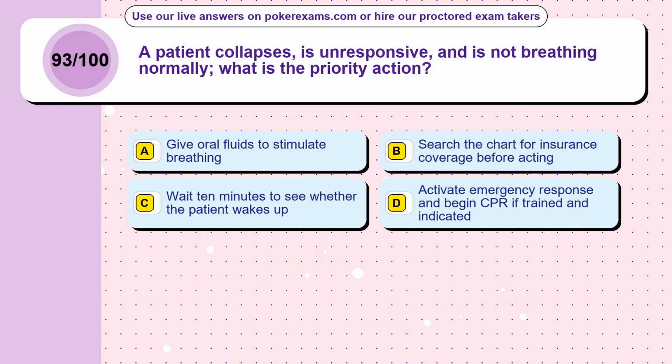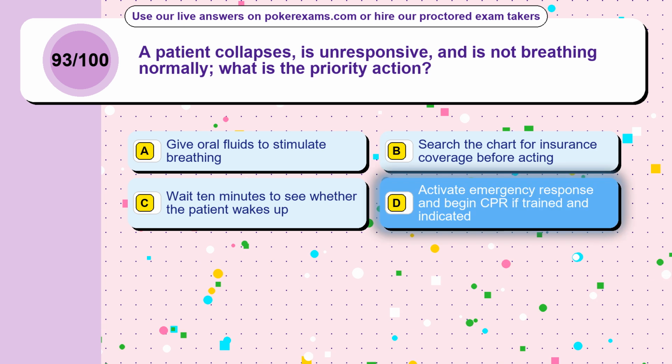Question 93. A patient collapses, is unresponsive, and is not breathing normally. What is the priority action? Option A. Give oral fluids to stimulate breathing. Option B. Search the chart for insurance coverage before acting. Option C. Wait 10 minutes to see whether the patient wakes up. Option D. Activate emergency response and begin CPR if trained and indicated. The correct answer is option D.